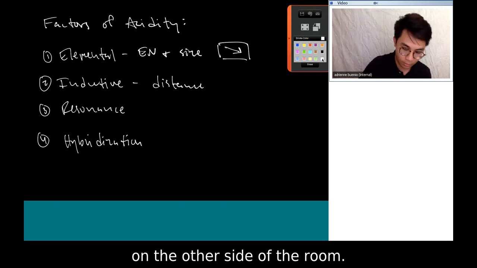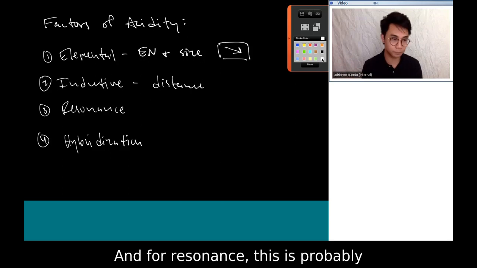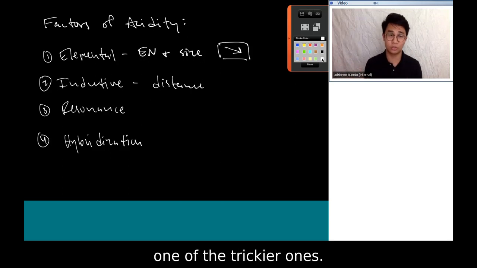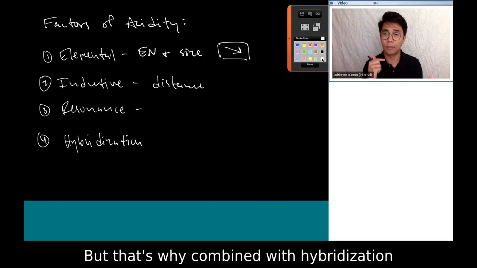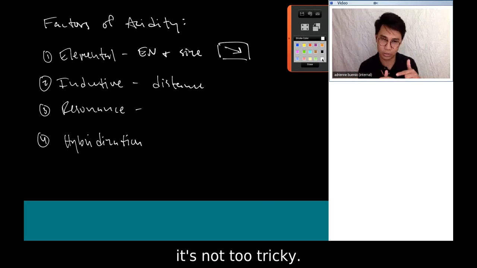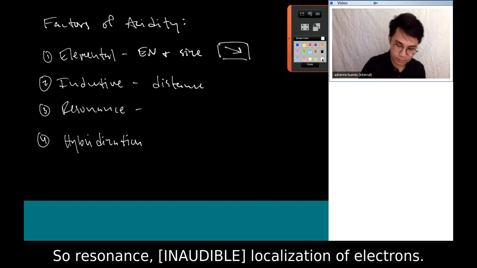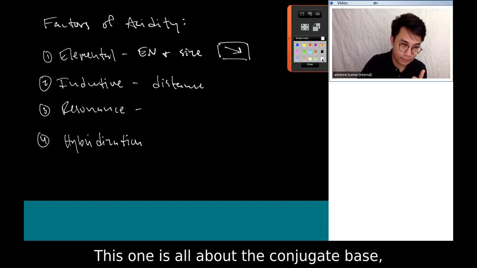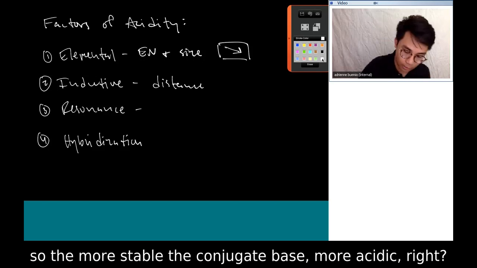And for resonance, this one's probably one of the trickier ones, but combined with hybridization, it's not too tricky. For resonance, it's the delocalization of electrons. This one is all about the conjugate base. The more stable the conjugate base, the more acidic, right?